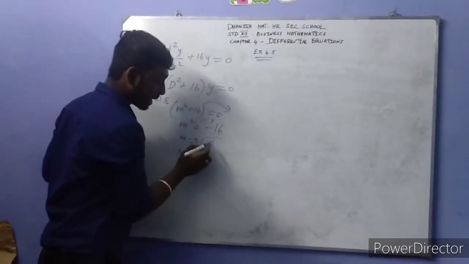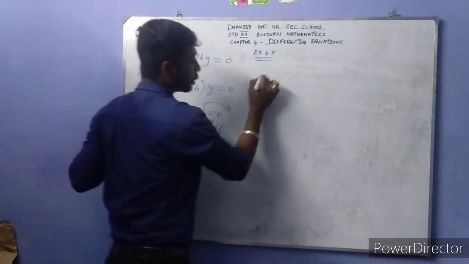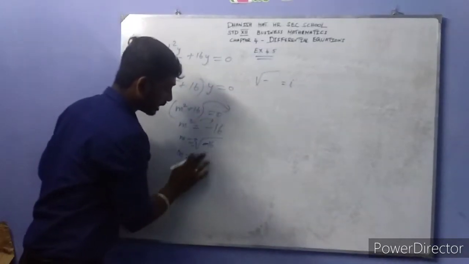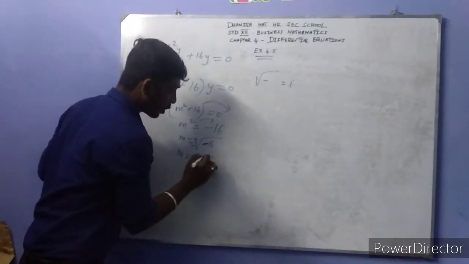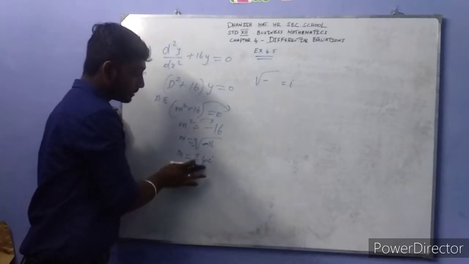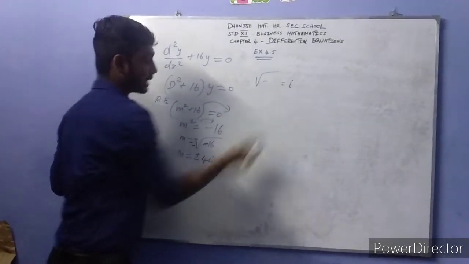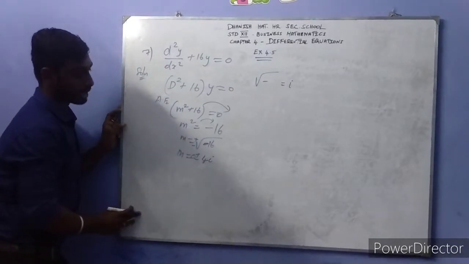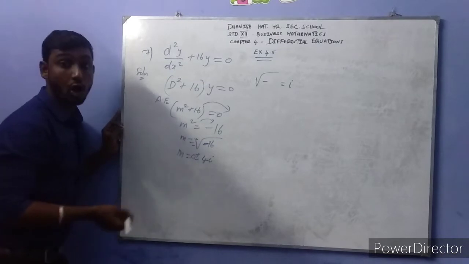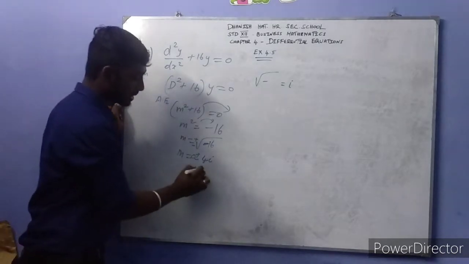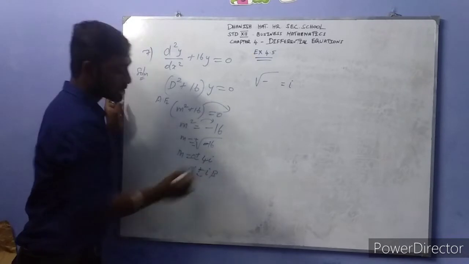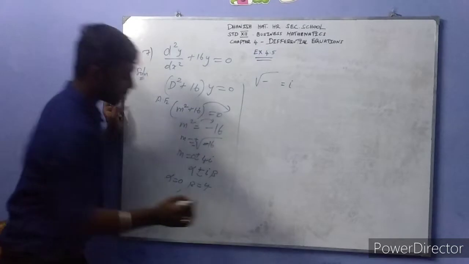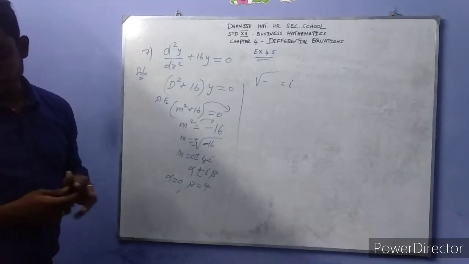Here we are having one minus. Listen here, I already told you, root of minus one you have to consider like i. So you have to write it like 4i here. Root of 16 will be 4, then root of minus will be i. So what's the value? m is equal to 0 plus or minus 4i. Now it looks like a complex root, alpha plus or minus i beta. So now take the value alpha is equal to 0, then beta is equal to 4 here.